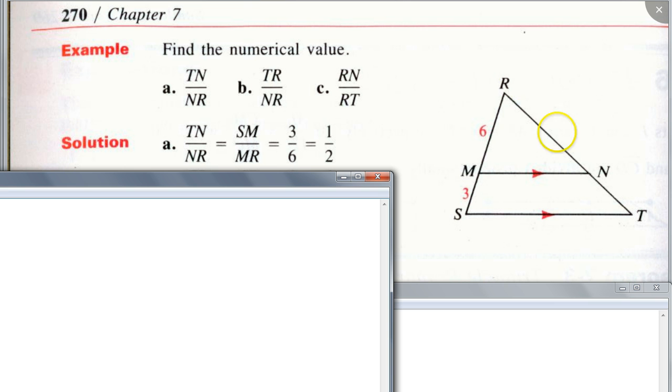We're not actually saying the lengths of Rn and Nt are 2 and 1. Hello? Does that make sense? Yes. Alright, what about then Tr to Nr? Esther, what would you say? Tr to Nr would have the same ratio of what? 3 to 2, why?